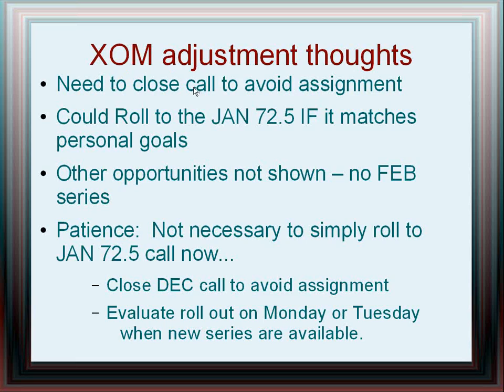Well, the adjustment thoughts in the XOM, well, we need to close that call to avoid assignment. We could, of course, roll to that 72.5 call if it matches our personal goals. However, if I'm right now expecting that XOM might be trading at $74 or $75 in the next 30 or 60 days, I might not want to sell the 72.5 January call right now simply because I'd be faced with the same discussion 30 days from now. In January expiration, I'm looking at, well, what do I roll to now that I let the position get in the money again?